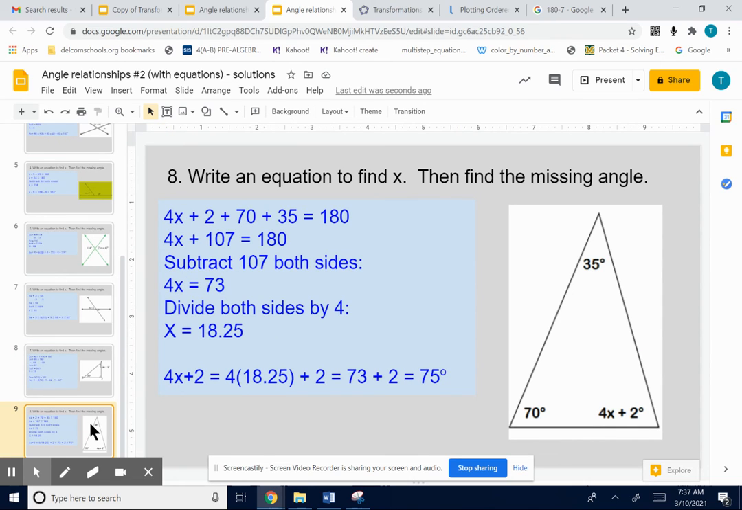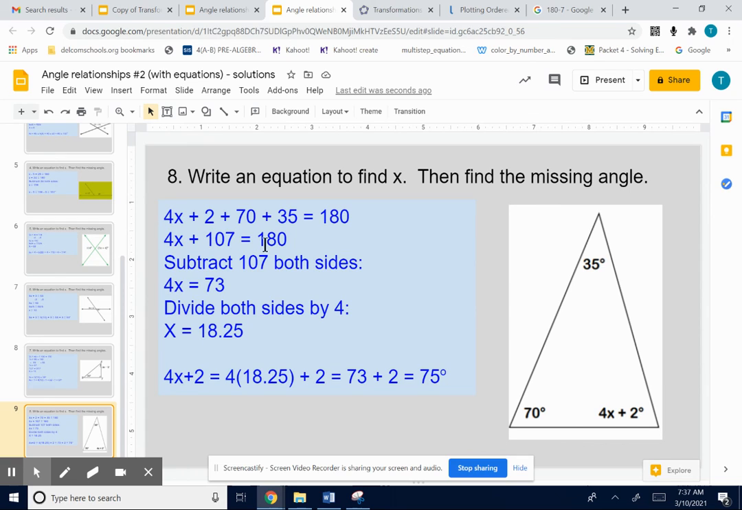The last problem, 3 angles that add up to 180 because they're inside of a triangle. We can take all 3 of these angles, add them up, and set them equal to 180. So I have 4x plus 2 plus the 70 plus the 35 has to equal 180. Before you start solving, you've got to get those like terms together. You have 3 numbers. Those are all like terms. So combine the 2 and the 70 and the 35. Add them together, you get 107.